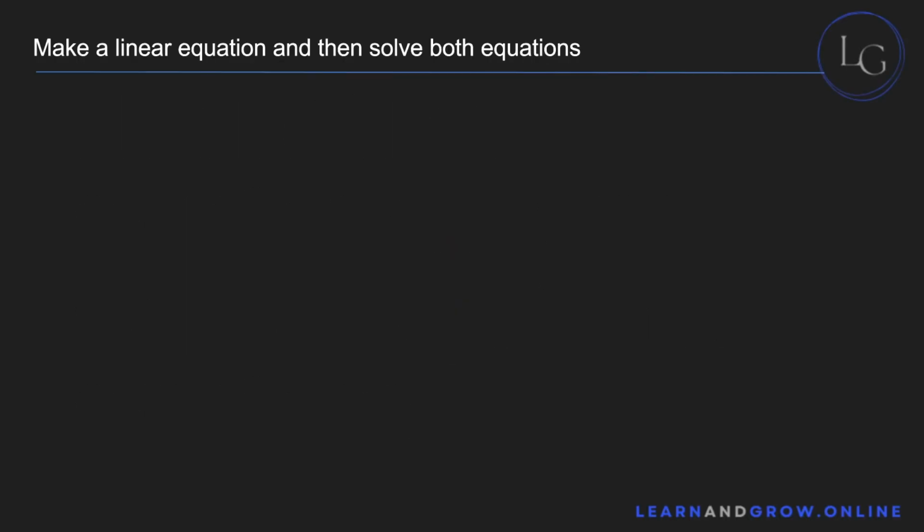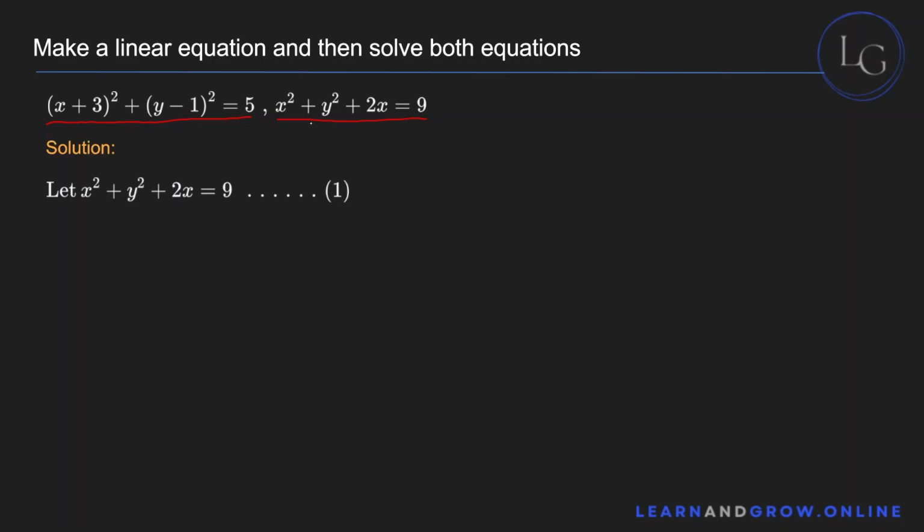So now we'll make a linear equation to solve two simultaneous quadratic equations given to us. So we have a system of equations here. We have this equation and we have this equation. Now, we have to make one of them linear to actually be able to solve for x and y. Now, we'll give this equation the name equation 1.